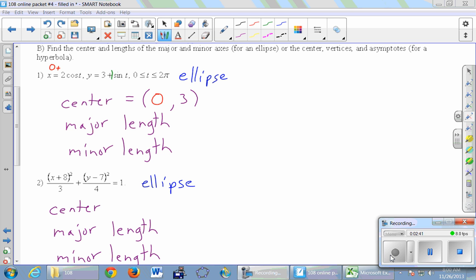Okay, the major length, well, first we got to decide which one is longer. So the left and right motion is 2. You're going 2 left and right, and the up-down motion is 1. That's why I put the 1 in there. So the major one is the bigger one, which is 2 in this case. So that says that we're going 2 left and right from the center, and 1 up and down from the center. So that means that the major length is 4 because we're going 2 to the right and 2 to the left. So altogether we're going 4. And then the minor length, go up 1 and down 1, and altogether that means the minor length is 2.